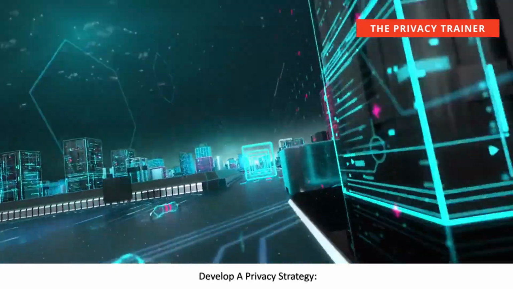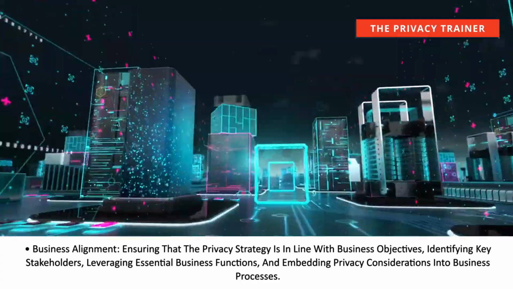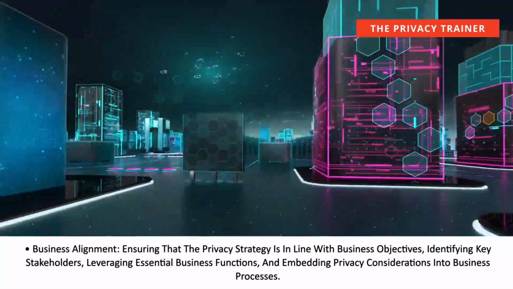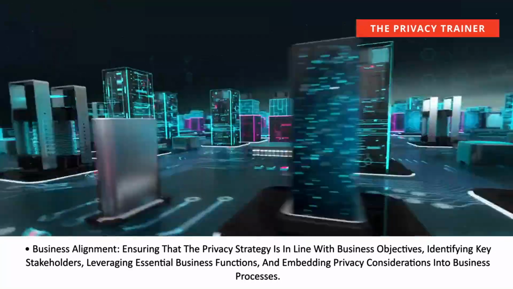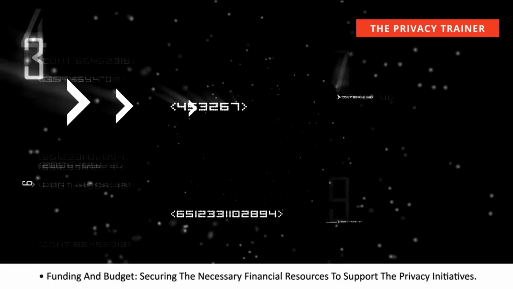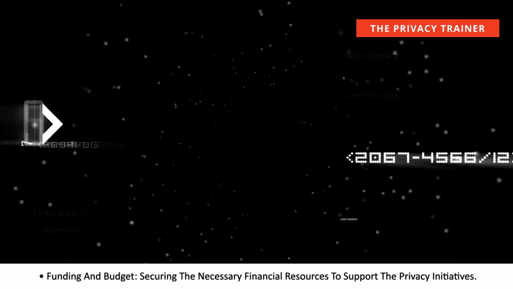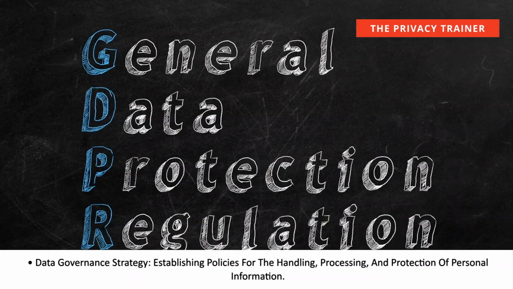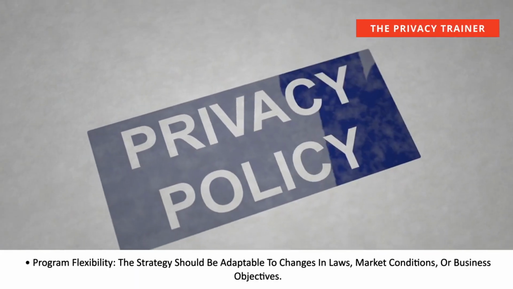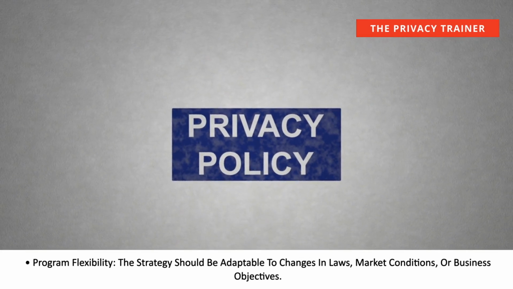Develop a privacy strategy. Business alignment. Ensuring that the privacy strategy is in line with business objectives, identifying key stakeholders, leveraging essential business functions, and embedding privacy considerations into business processes. Funding and budget. Securing the necessary financial resources to support the privacy initiatives. Data governance strategy. Establishing policies for the handling, processing, and protection of personal information. Program flexibility. The strategy should be adaptable to changes in laws, market conditions, or business objectives.